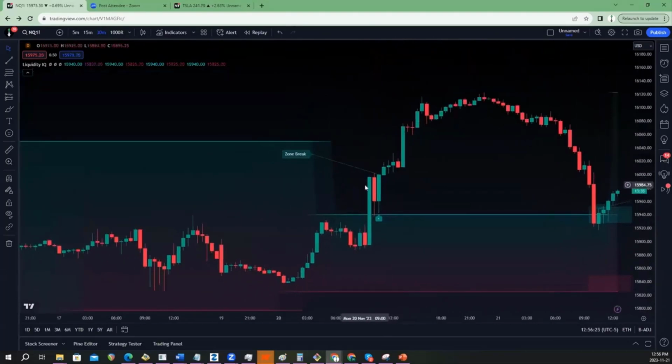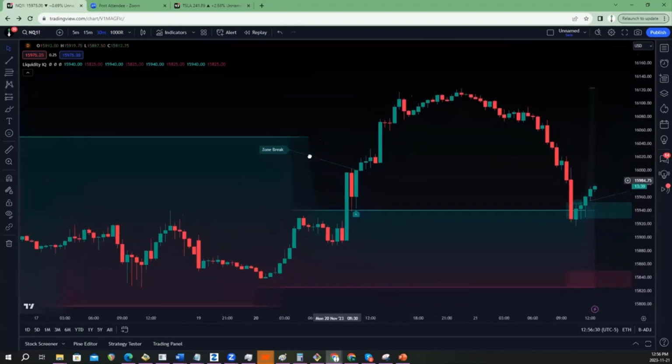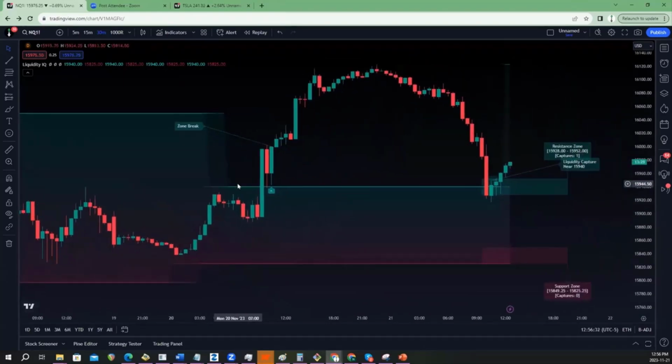Just real quick, guys. Sorry, Nicholas. This is what we call the mentor mode. So if these annotations are enabled, the indicator will tell you exactly what you can see for the most recent price action on the chart and what these zones and labels mean.